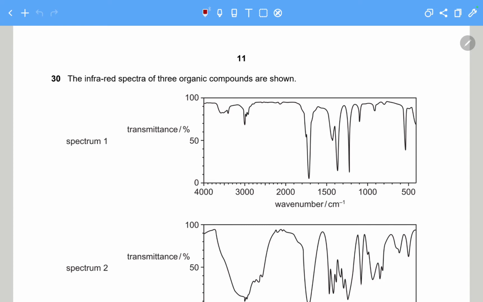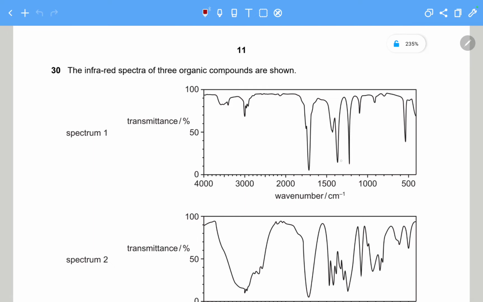The infrared spectra of 3 organic compounds are shown, spectrum 1, 2, and 3. So we will go through each spectrum one at a time before reading all the options, so that we've done all our research before delving into the questions. Each peak we'll label. So this at around 1300 is the C-O single bond. The sharp peak around 1700 is the carbon oxygen double bond, and then this one here is CH, which is carbon hydrogen bonds.